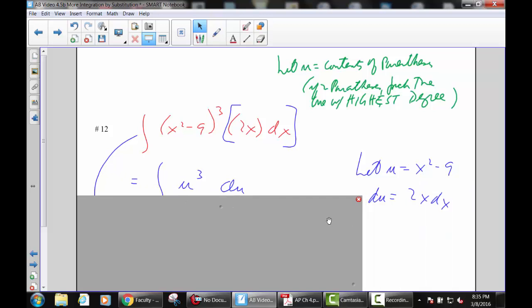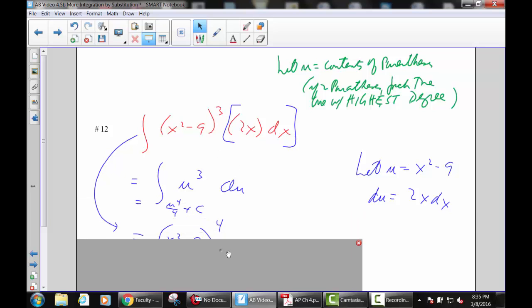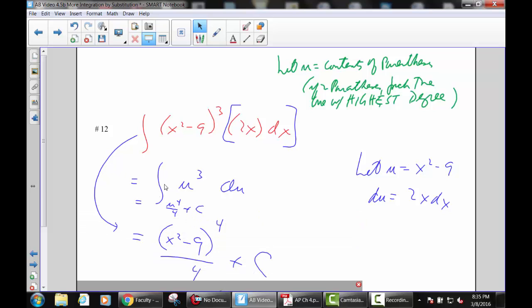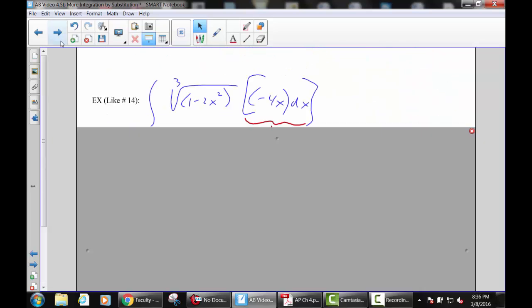Right away we figure out the du. It's 2x dx. Well, isn't that nice? We have everything we need. So we have u cubed du. Integrate that, we get u to the 4th over 4. And feel free to go directly from here to here. You can tell it's going to be u to the 4th over 4, and then replace u by the x squared minus 9. Don't forget the plus c.